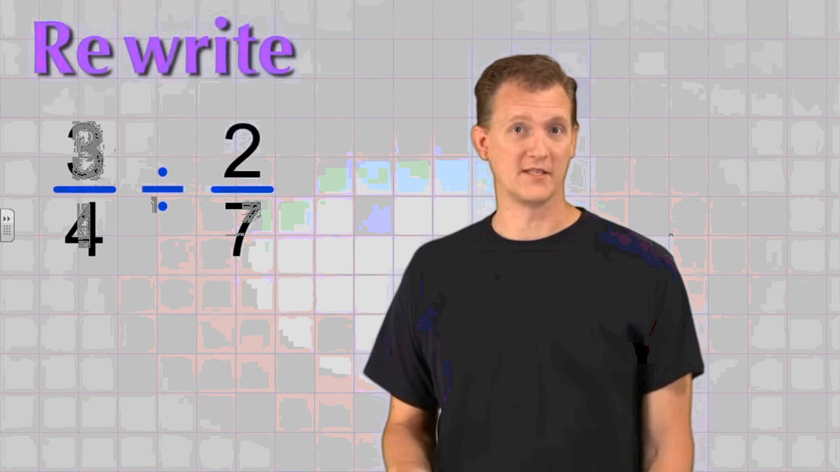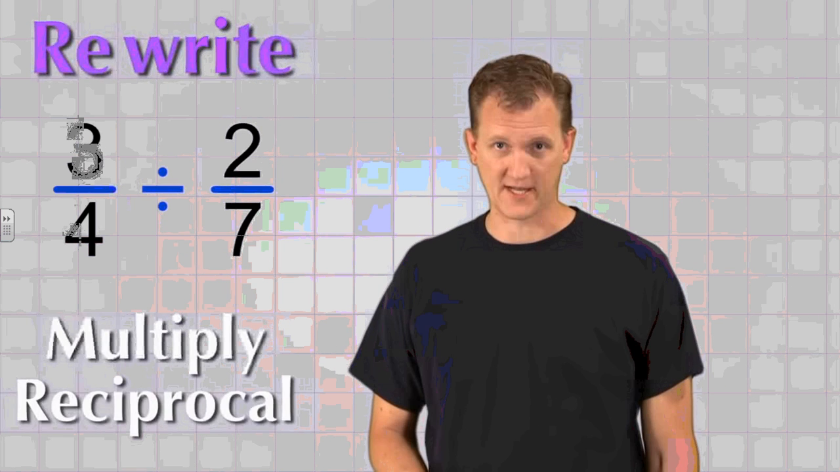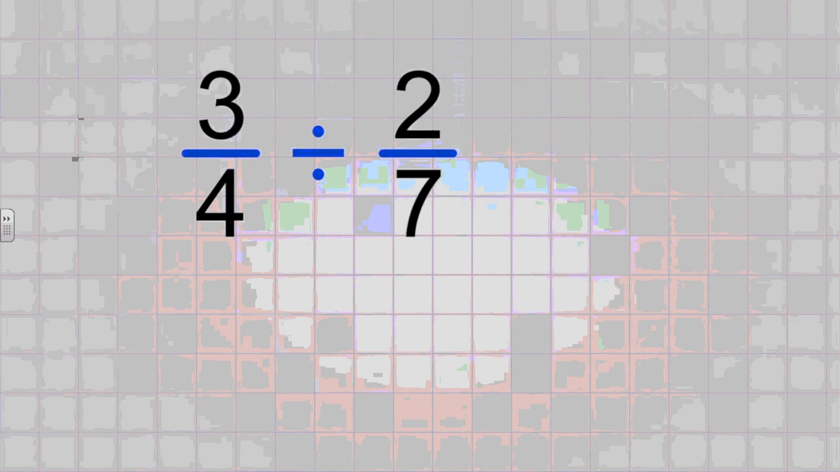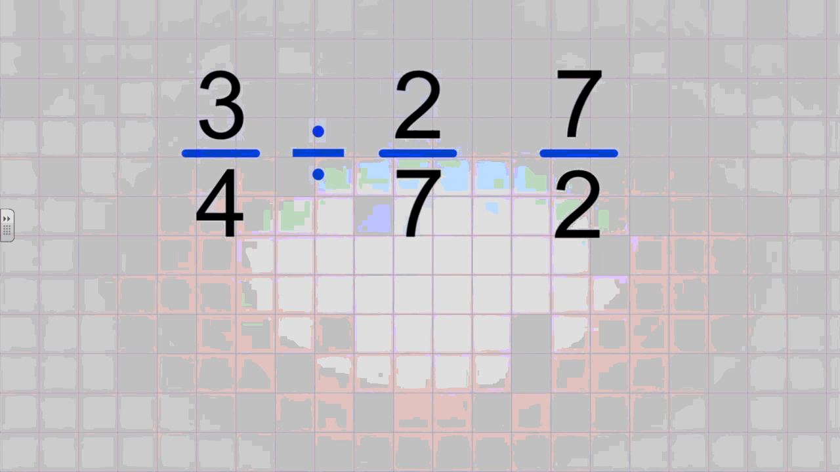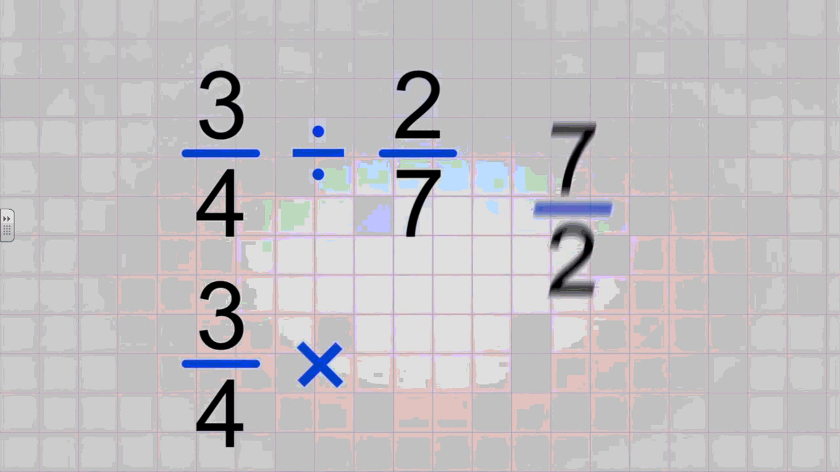Let's try this problem: 3/4 divided by 2/7. The first thing we want to do is rewrite our problem. Instead of dividing by 2/7, we can multiply by the reciprocal instead. The reciprocal of 2/7 is 7/2. So our problem becomes 3/4 times 7/2.